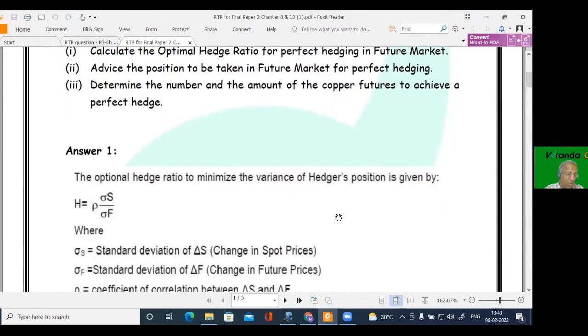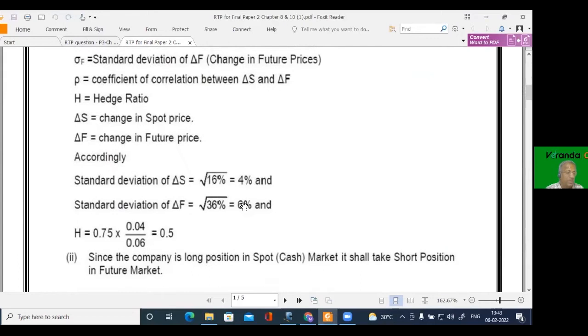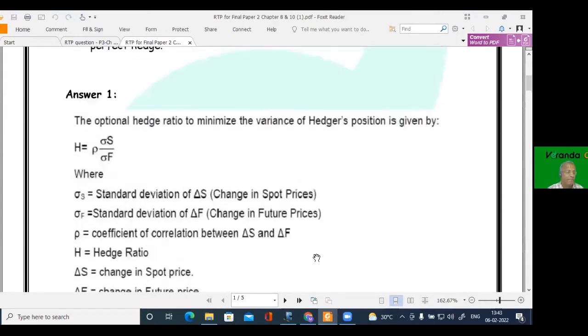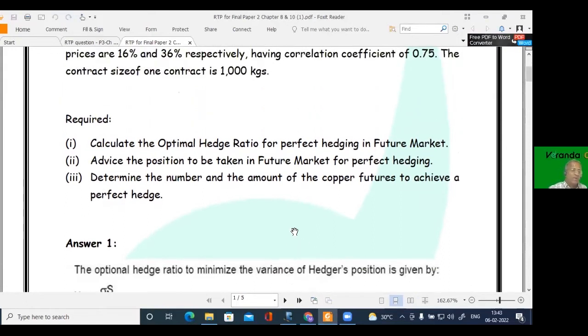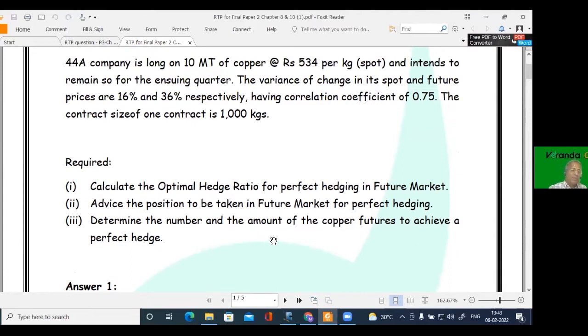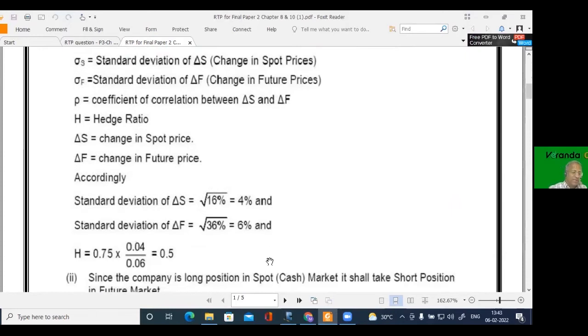So that is the one that you should be understanding. So that's right, 0.5 is correct. Then, second question: advise the position to be taken in the futures market for perfect hedging. So the first one is only the ratio. They are not really worried about what your investment in the underlying asset was. Now the second part of the question will capture all that information. Now let us proceed to the second part of the question.